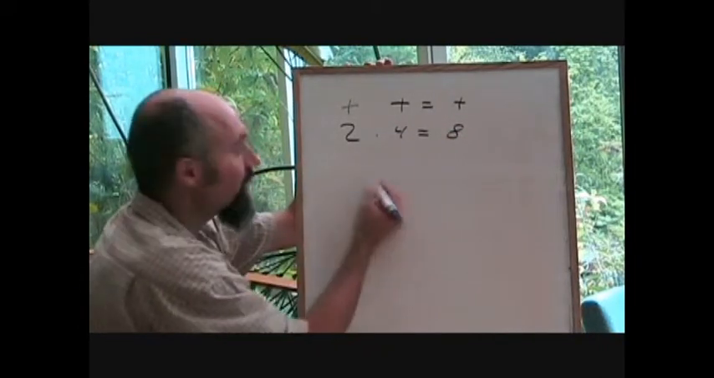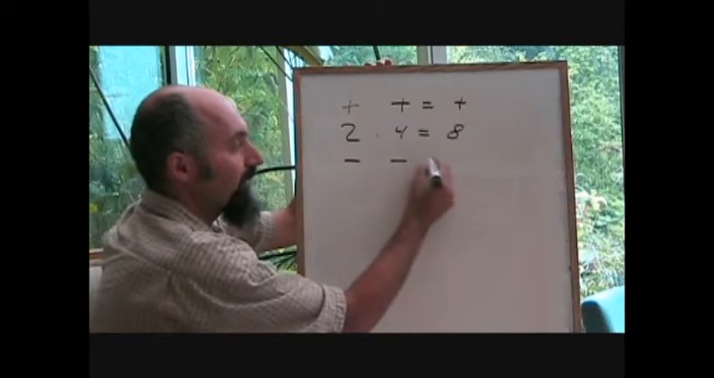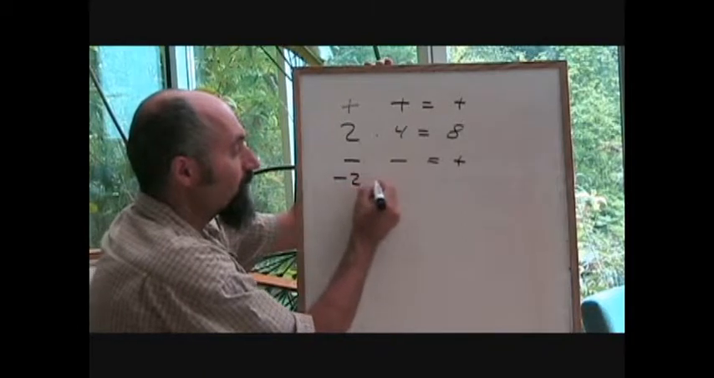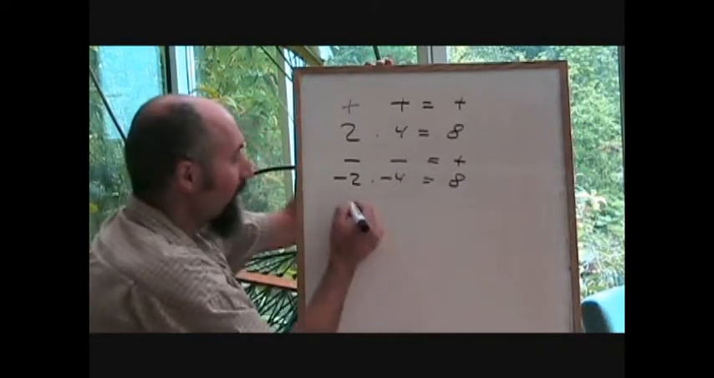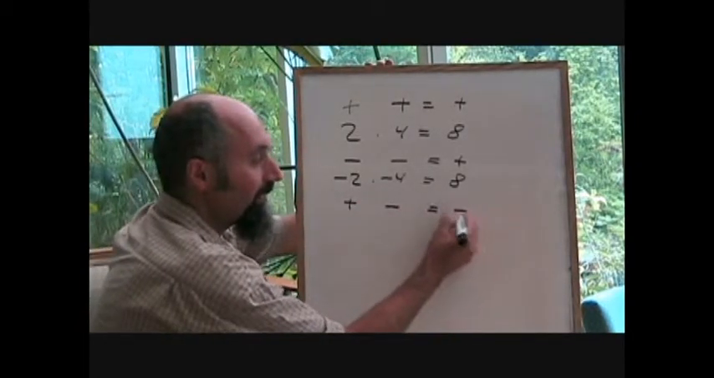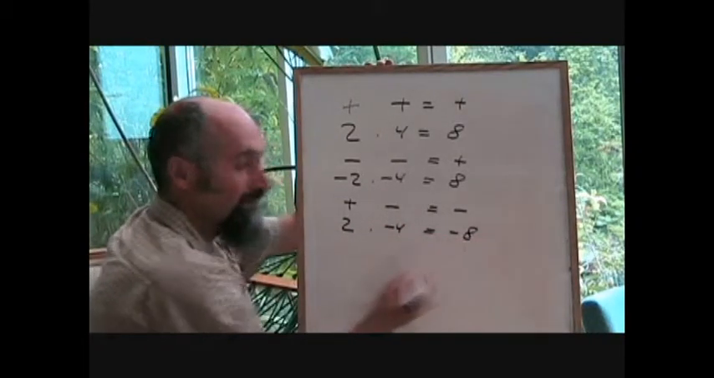So that's positive 8. If you have two negative numbers multiplied together, that's going to give you a positive number. So negative 2 times negative 4 is going to be positive 8 again. If you have a positive number times a negative number, that's going to be a negative number. So 2 times negative 4 is going to give you negative 8.